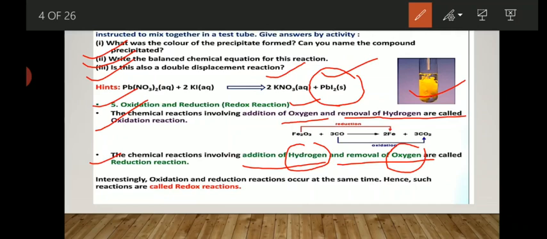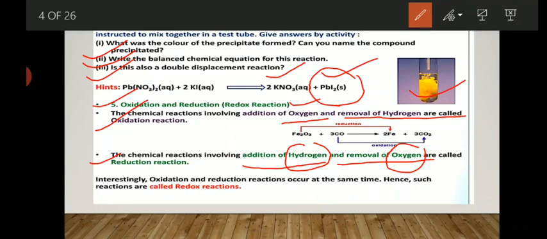In that case also, we have to find out which reactant is going in an oxidation reaction and which one is going in a reduction reaction. With the help of electropositive and electronegative elements, we can easily find out. In case of oxidation, there is addition of an electronegative element or removal of an electropositive element. In case of reduction, there is addition of an electropositive element or removal of an electronegative element. Wherever this happens, that is known as an oxidation and reduction process.